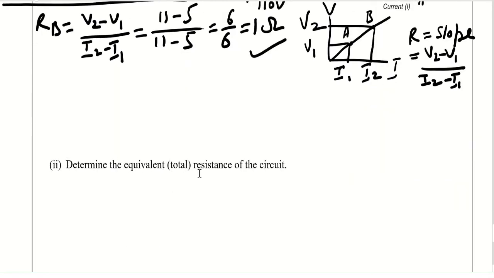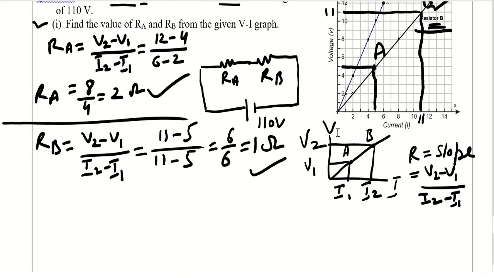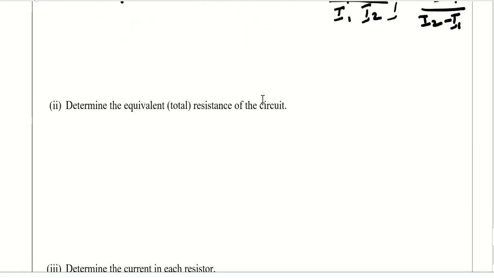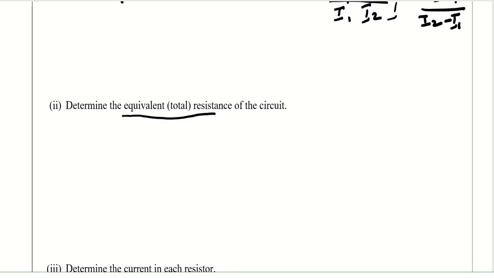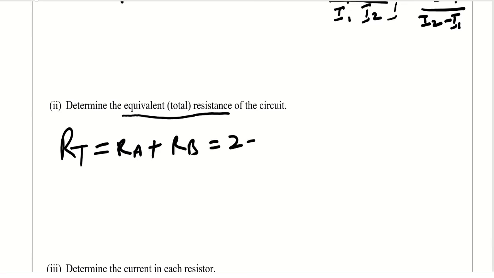And now determine the equivalent total resistance of the circuit. So here this is the circuit, so the values came here. This is 2 ohm and this is 1 ohm. So in part B, what is the total equivalent value of the circuit? You can use the formula: RT is equal to RA plus RB. So you can put the value: this is 2, this is 1, so the total value is 3.